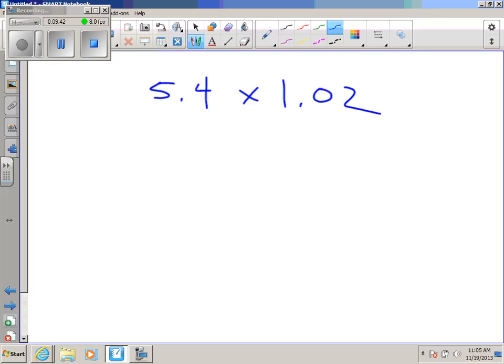I want you to take a look at this before you write anything down. You have 5.4 times 1.02. Okay, 5 and 4 tenths and 1 and 2 hundredths. Now, what is it that you know about the order of multiplication? What do you know about the order of it? Does the order matter? Desi?